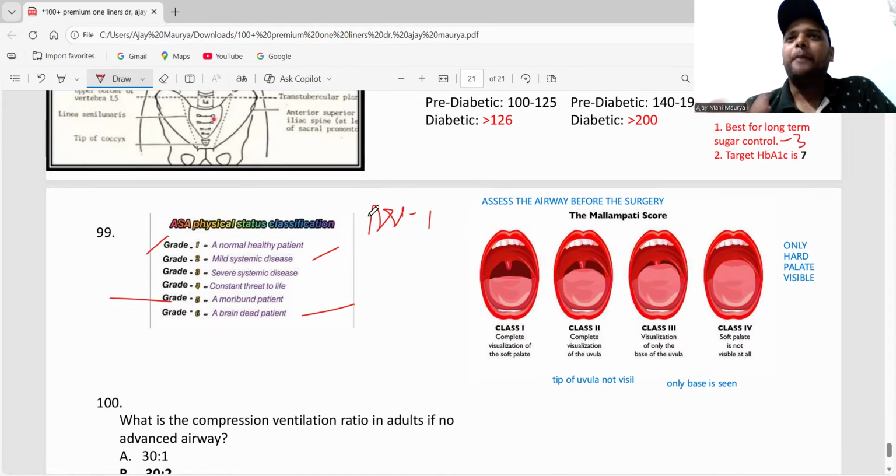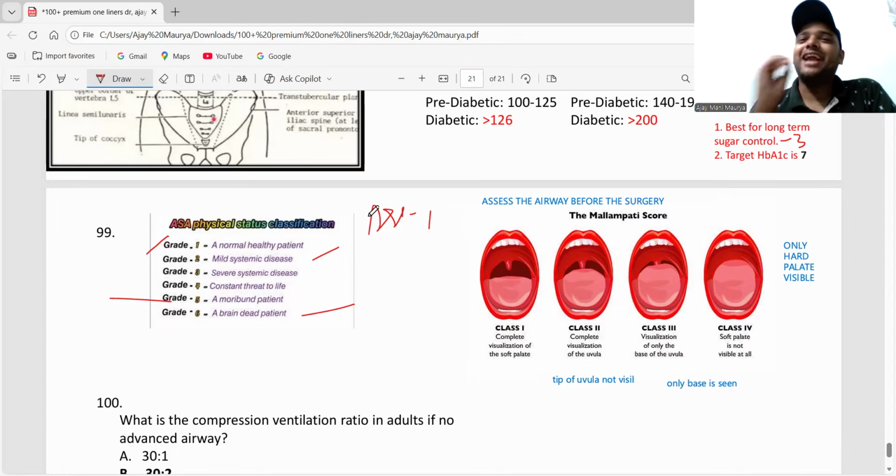Next one is the Mallampati score. Mallampati score is there to assess the airway before the surgery. As you know, the anesthesia PGs are going to do the Mallampati score. They will tell the patient to open the mouth. Tell me, it is class 1, class 2, class 3, class 4. Tell me. Comment below. Okay?